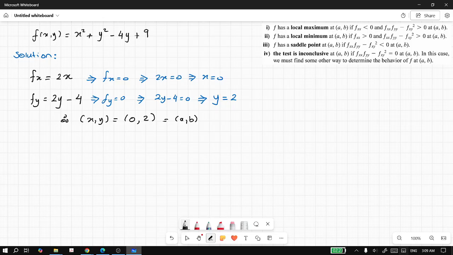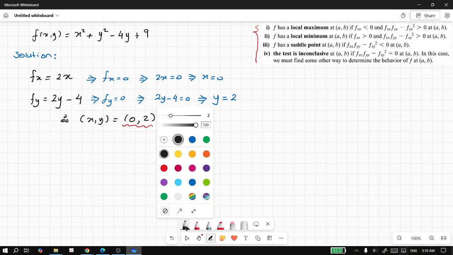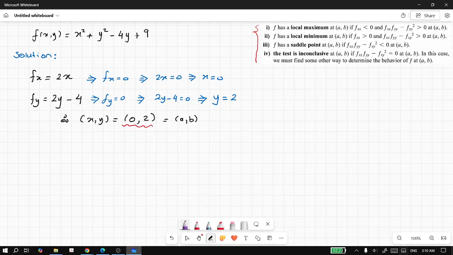To check whether that critical number is max, min, or a saddle point, or the test is inconclusive for this one, we have to check these conditions that are given in here. For checking these conditions, what do we need? We need the second derivatives, f sub xx, f sub yy, and f sub xy. So let's find them. So first we are finding f sub xx. The derivative of the first f sub x with respect to x. The derivative of that 2x that we have got here is what? It is 2.